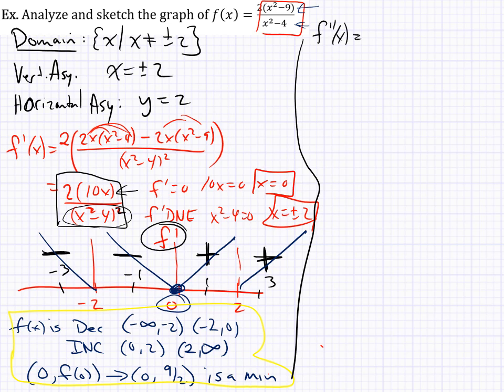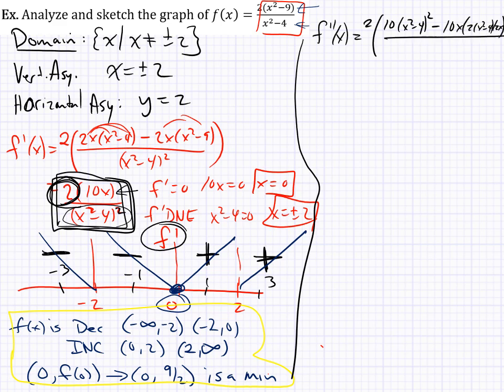Computationally, that's going to be a little bit more work, but we can do that. This 2, and even the 10, but let's just say the 2, is a constant multiple again. So I could take the derivative of the numerator, which would be 10, times x squared minus 4 squared, minus 10x times the derivative of the denominator, which would be 2 times x squared minus 4 times 2x, all over x squared minus 4 to the 4th this time.